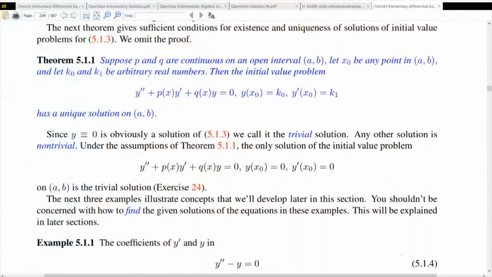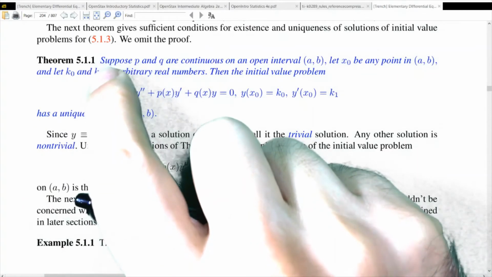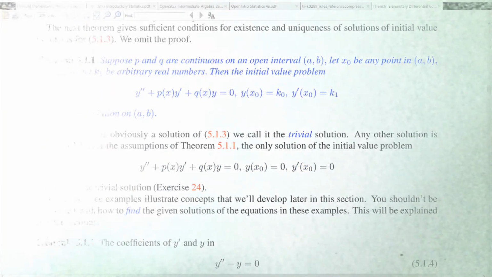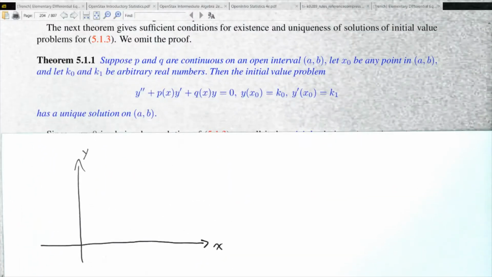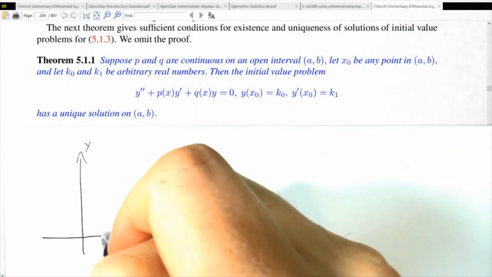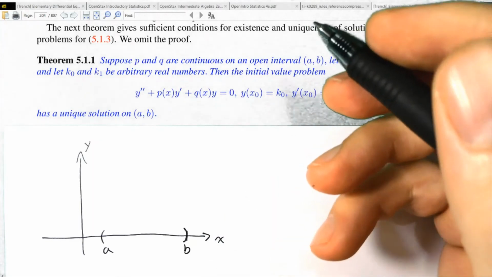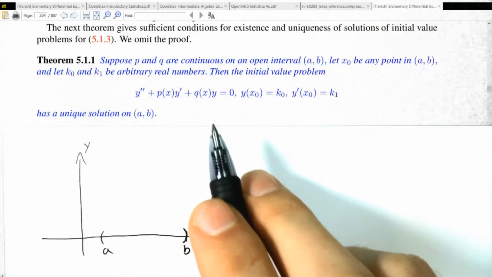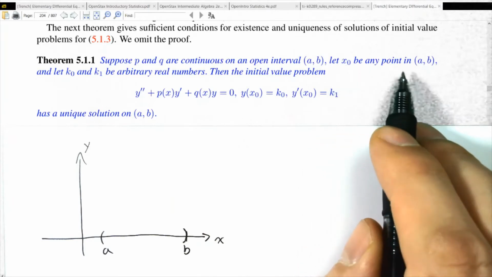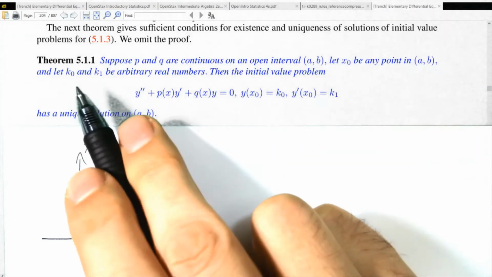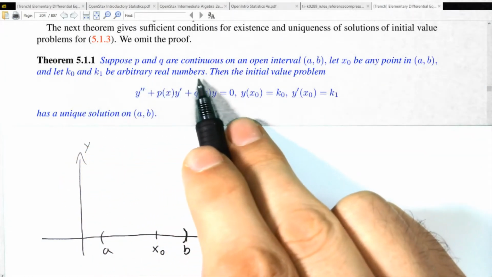So we have a theorem for this. Let's take a look at it. It's theorem 5.1.1 from your book, and it starts with a hypothesis. Suppose P and Q are continuous on an open interval (a, b). Let's get a picture of what's going on here. We have some open interval, a to b, and these functions are continuous on that open interval. It says x0 is any point in (a, b), and let k0 and k1 be any real numbers. Not sure what those are doing yet.